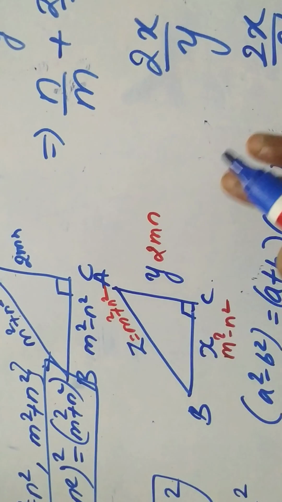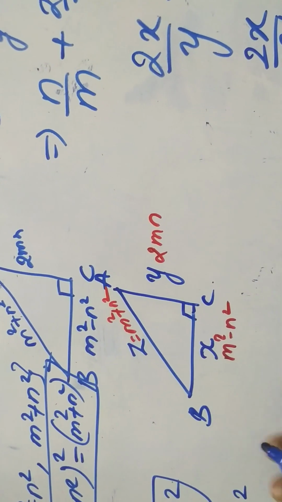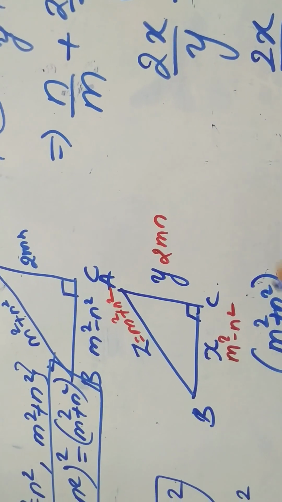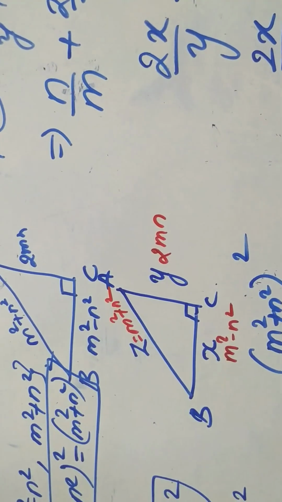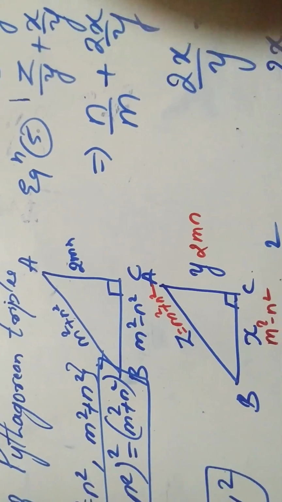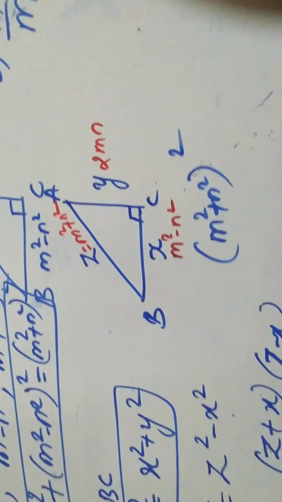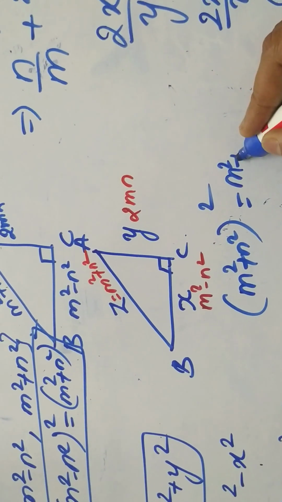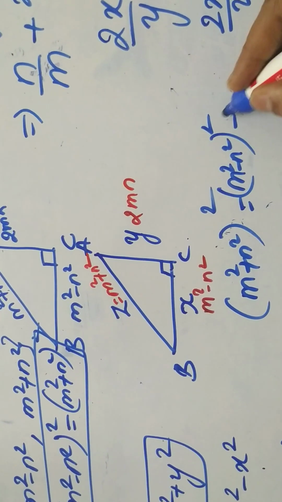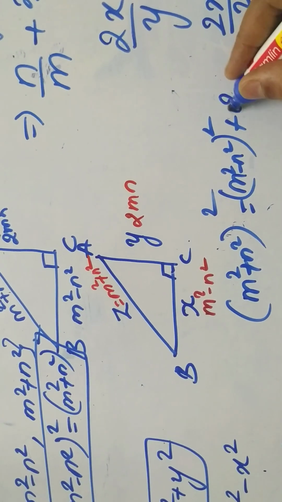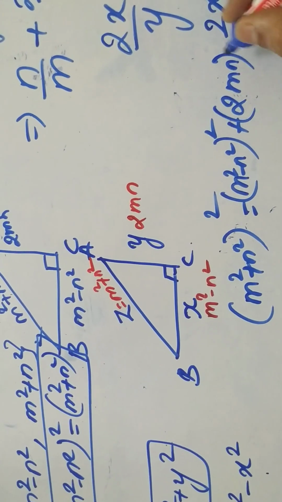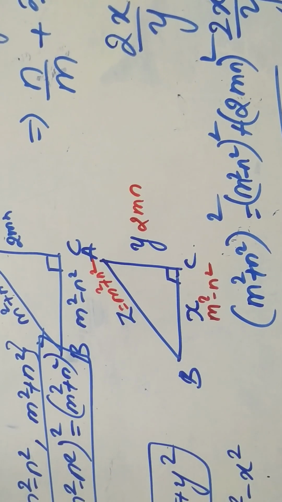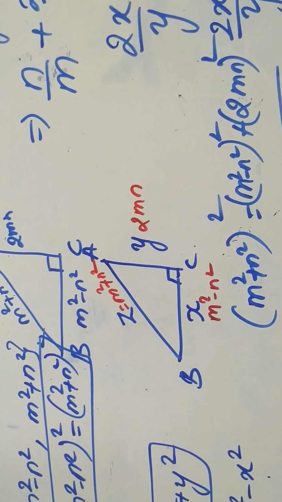So what is the largest side here? We have z square. So I can write as m square plus n square the whole square is equal to, what are the other two sides we have? The other two sides are m square minus n square the whole square plus 2mn the whole square. This is the required proof and we have derived the formula for Pythagorean triplet.